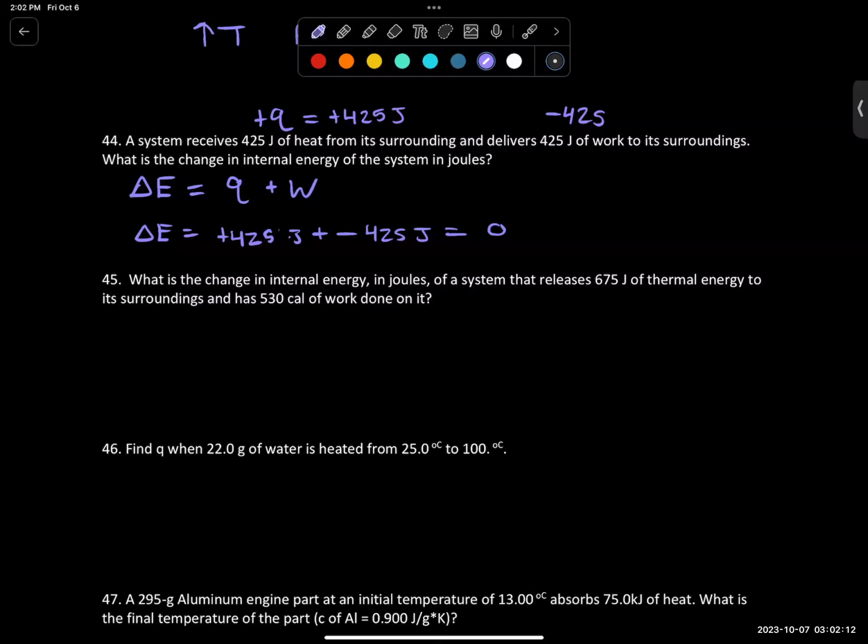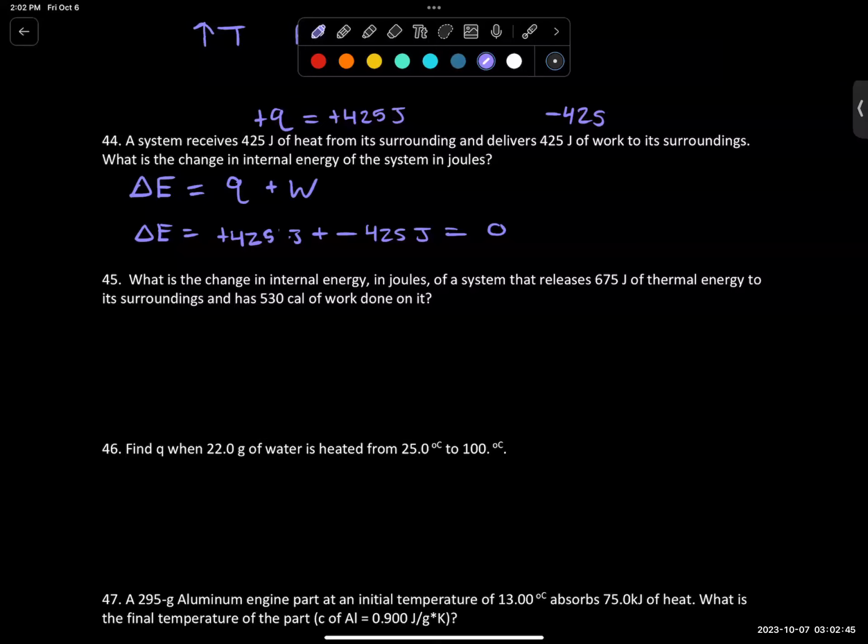Okay, let's do a different one, number 45. What is the change in internal energy in joules of a system that releases 675 joules of thermal energy? Thermal, is that going to be heat or work? Yeah, heat. So 675 joules of thermal energy to its surroundings is what's being released, and 530 calories of work is being done onto the system.